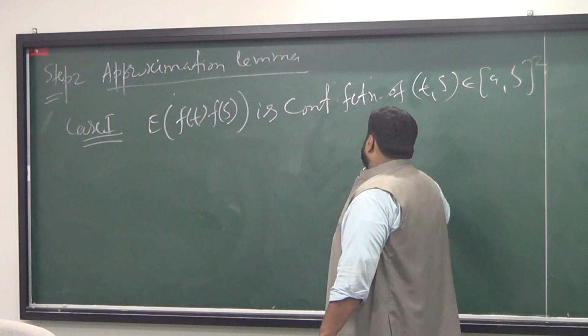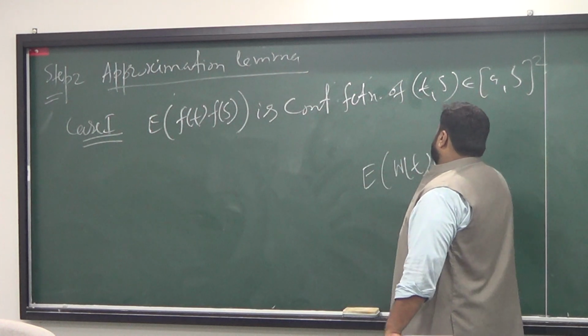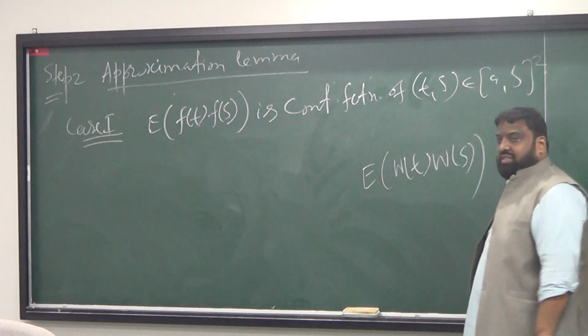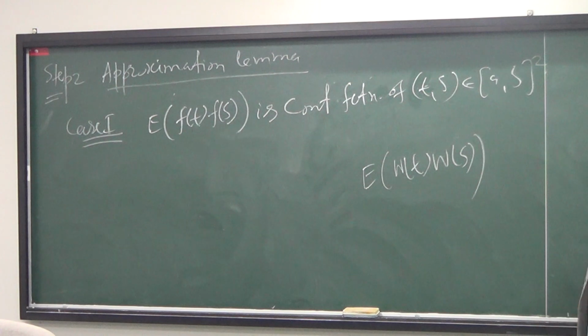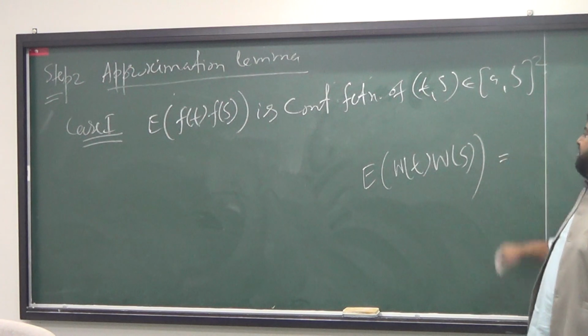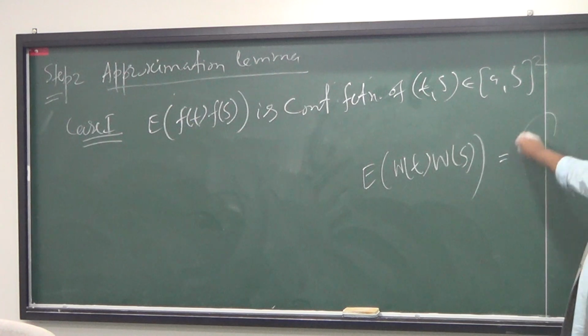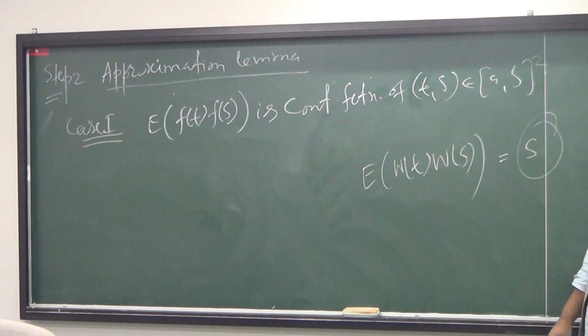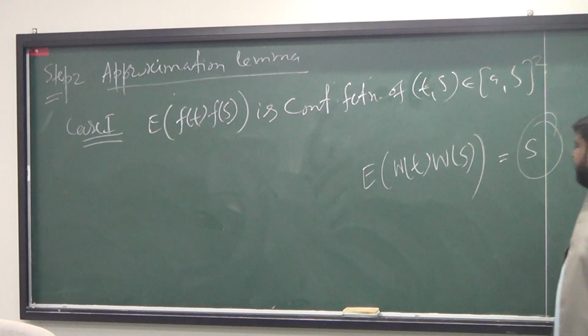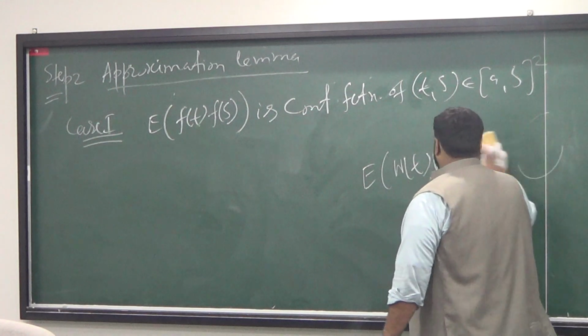So take the expectation of W(t) and W(s). What is it? It's the minimum of s and t. Imagine that the minimum of s and t is s, so it's equal to s. Is this a continuous function? Yes, it's a continuous function.